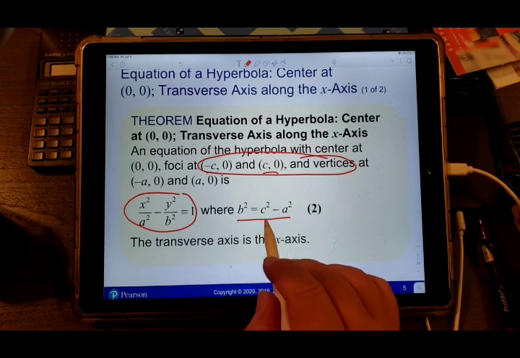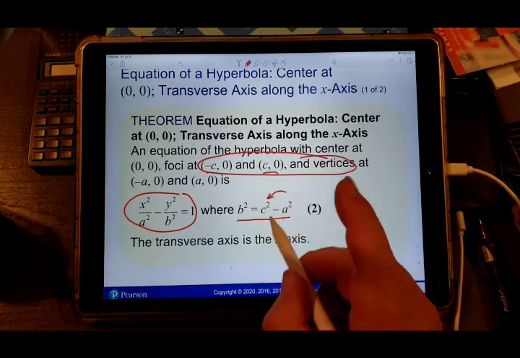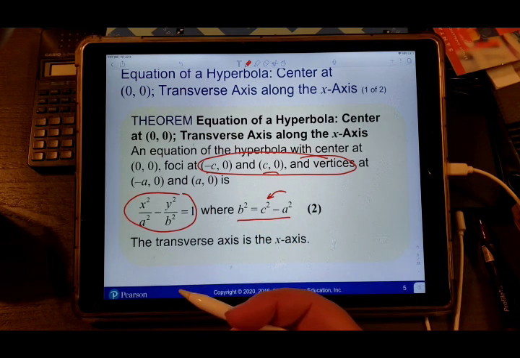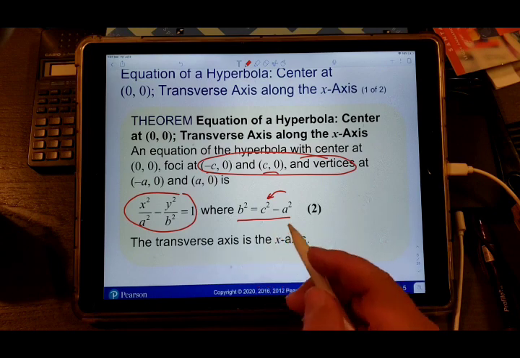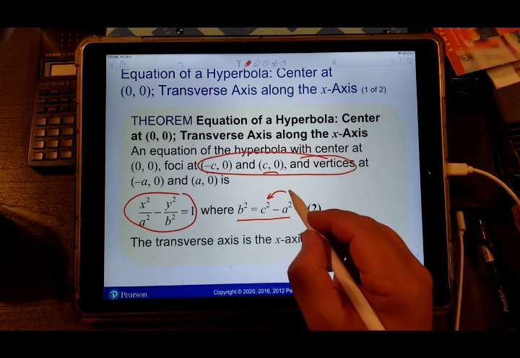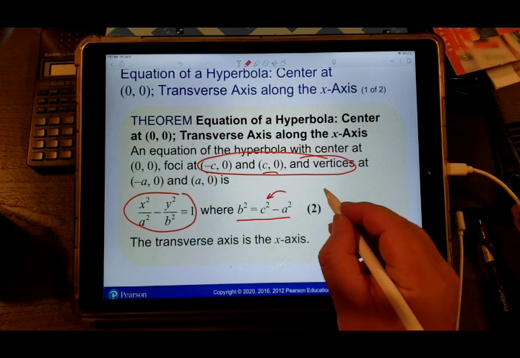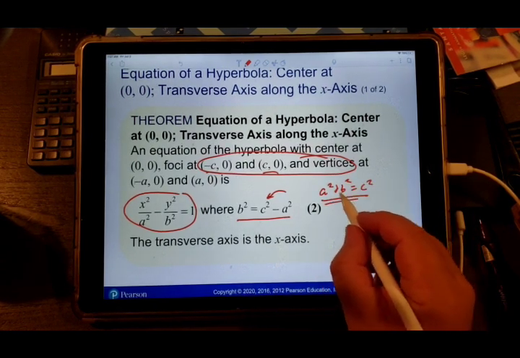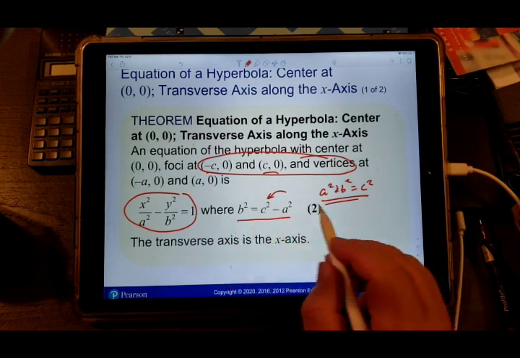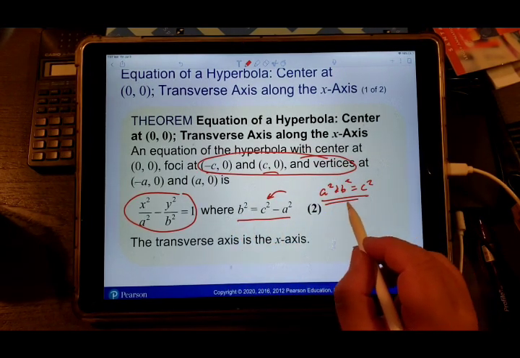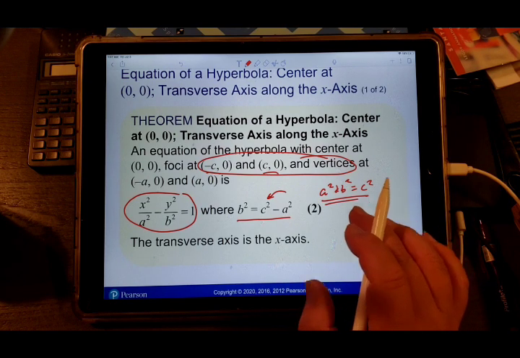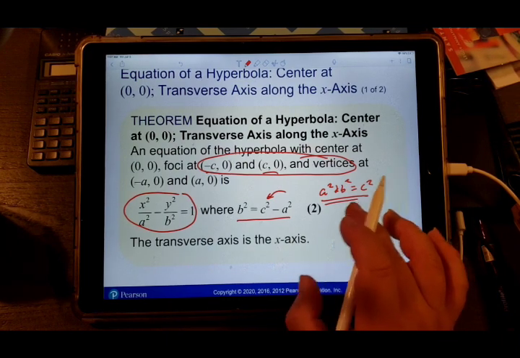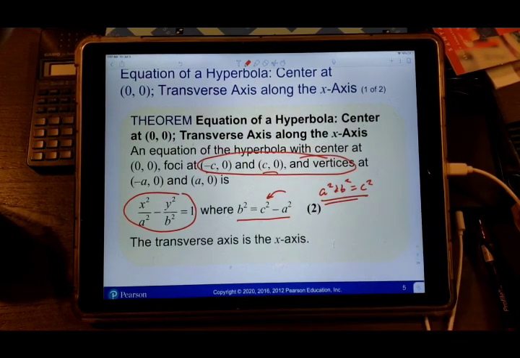It's a new formula, and I'll explain why, but the major reason is that with the ellipse, C was always the smallest value, but in this case, C is always the largest one. So in other words, A squared plus B squared, the sum of the other two, is equal to C squared. That's always true for the hyperbola. So make sure you have this formula. Remember, for the ellipse, A was the largest one, so the other two added up to A. Now, this time, C is the largest value.